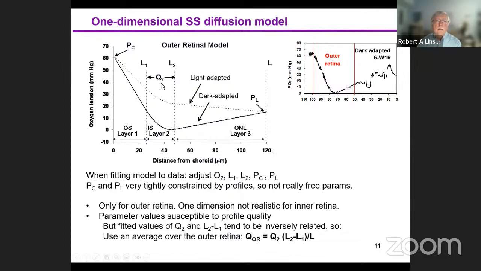But it turns out that if we get high values of Q2, that's always in a situation where the model is telling us that the thickness of layer 2 is relatively small. So Q2 and the thickness tend to be inversely related. And so we can reduce the coefficient of variation in the data that we report by multiplying those. So we tend to think about the oxygen consumption of the outer retina, which I'll call QOR for outer retina, as the product of the consumption in layer 2 and the thickness of layer 2. If we divide that by L, then what we're essentially doing is saying this is the consumption that's sort of averaged over the entire outer retina, which is a useful number. Q2 is also a useful number, so sometimes we'll report that as well.